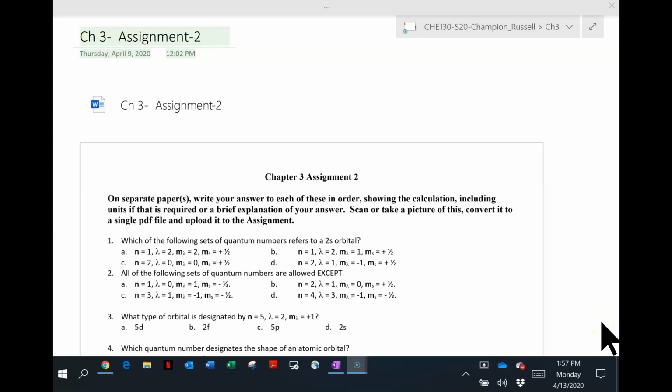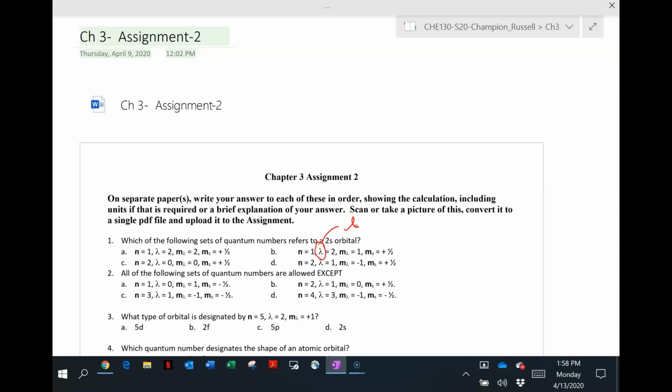Okay, we're moving on to the next homework assignment on the electronic structure unit. I've noticed there's been a little printing problem with assignment 2 here. Anywhere you see a lambda, like right here, that's meant to be an L. For some reason that came out that way. Alright, so let's go over these.